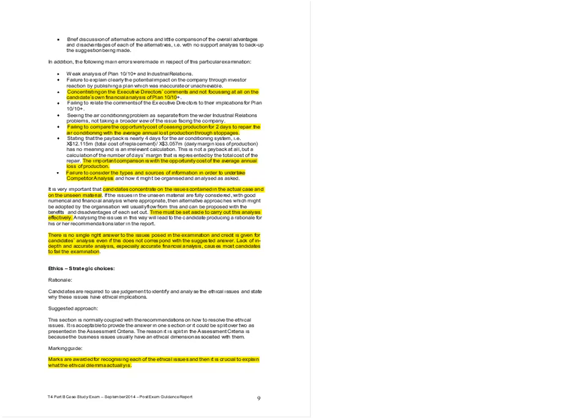So, competitor analysis. This is a favorite one. Failure to consider the types and sources of information in order to undertake a competitor analysis. We'll talk about that next week, competitor analysis. But there's no point in talking about a competitor analysis unless you can say, well, where are you going to get the data from? How do you know it's accurate? Again, I'm just repeating, it's important candidates concentrate on the issues in the actual case and on the unseen material.